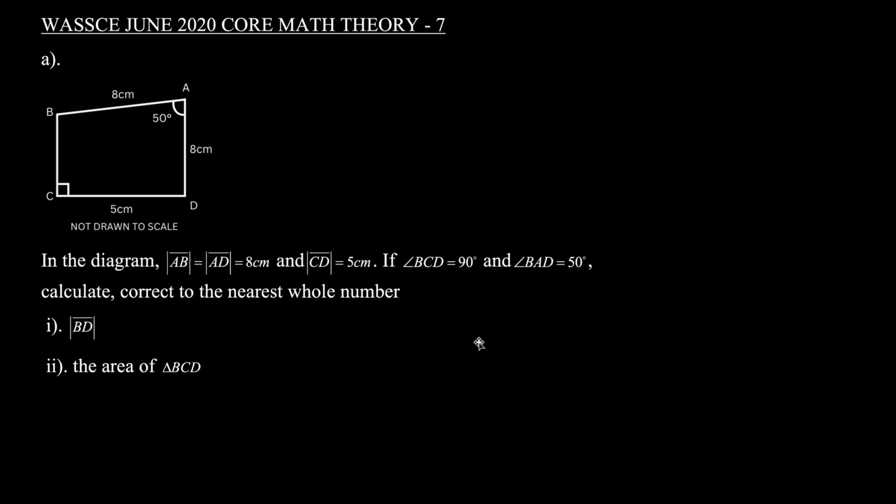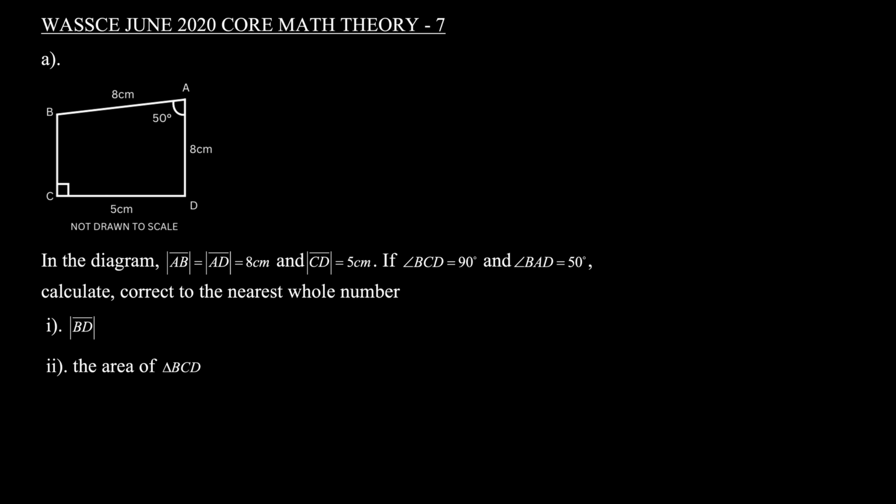In the diagram, the line AB is equal to AD, which is equal to 8 centimeters, and the line CD is equal to 5 centimeters. If angle BCD is equal to 90 degrees, and angle BAD is equal to 50 degrees, calculate, correct to the nearest whole number, (i) the line BD, (ii) the area of the triangle BCD.